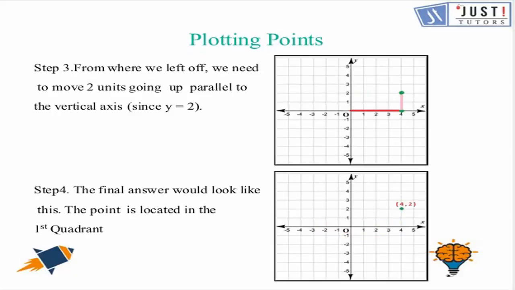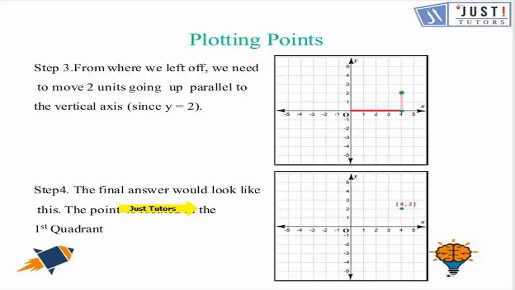Now step number 3 says to take that point up 2 units. That means we need to take the point from this 4 to that position because of the value of y, which was 2. And this is the final position of the point that we were searching for, and you can work out that the point is 4 units away from the y-axis and 2 units away from the x-axis. So this is how we usually plot a point.